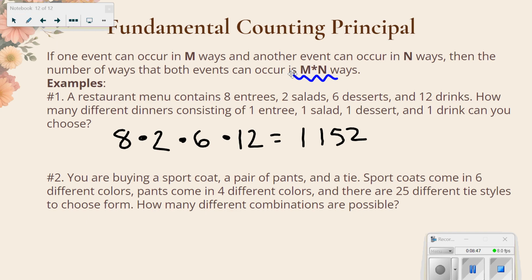So I want a new outfit, and with my new outfit, I'm going to get a new coat, pair of pants, and a tie. My options for a sports coat come in 6 different colors, pants come in 4 different options, and then there's 25 ties after that. How many different possible combinations do we have here? What do you think, Laura? How did you get 600? Yeah, so you did 6 times 4 times 25 to get 600.